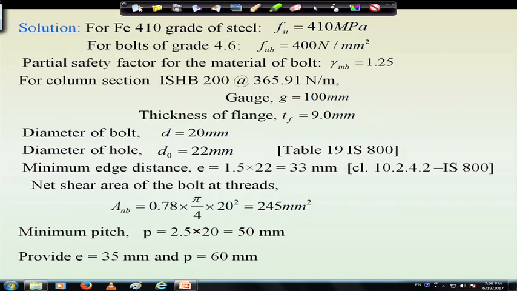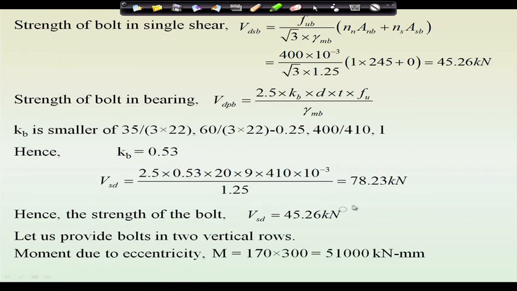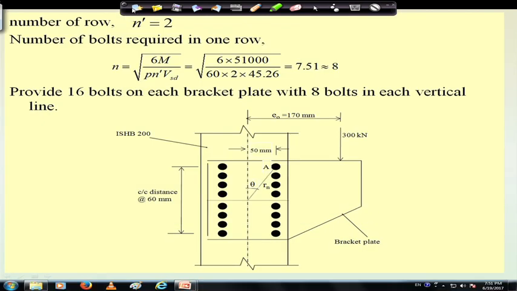However, we can check the other ones also. That means, I am showing it on the screen. The arrangement is something like this. Say this is the number 1 bolt. So, for this we are checking, also we have to check for this, and for this, and for this, right. Others will be same. So, if we check for these 4 and find the critical one, then we can see whether the proposed arrangement and number of bolts is okay or not, right.